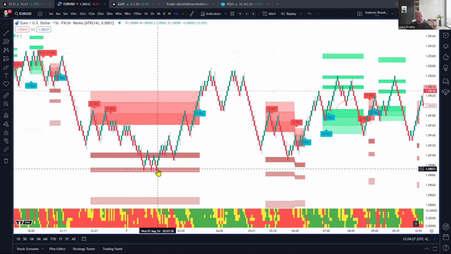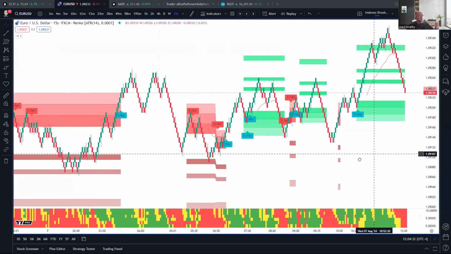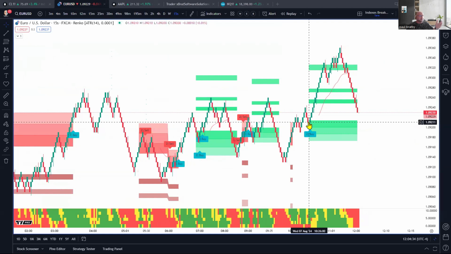Target 2, I get it every time, okay? Type 3 buy is the trend failure. They're all the same. Type 2 buy here today on this type of time frame.